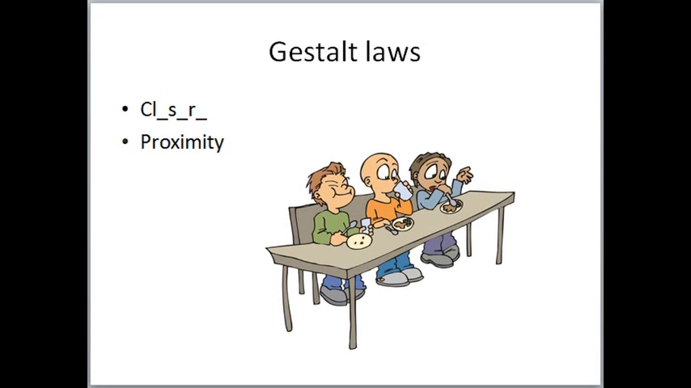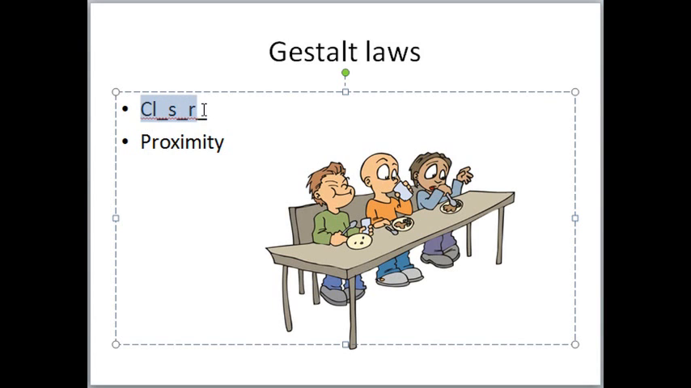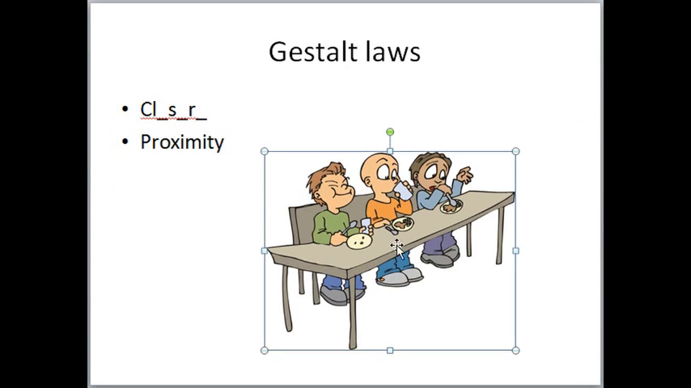With memory, there's certain gestalt laws that are associated with memory. Sometimes our brain is really good at filling in the blanks. The first gestalt law is closure. C-L-O-S-U-R-E. Your brain can fill in the blanks. The second gestalt law is proximity. We might think that these three are friends because they're sitting close together, even though they probably all hate each other's guts.